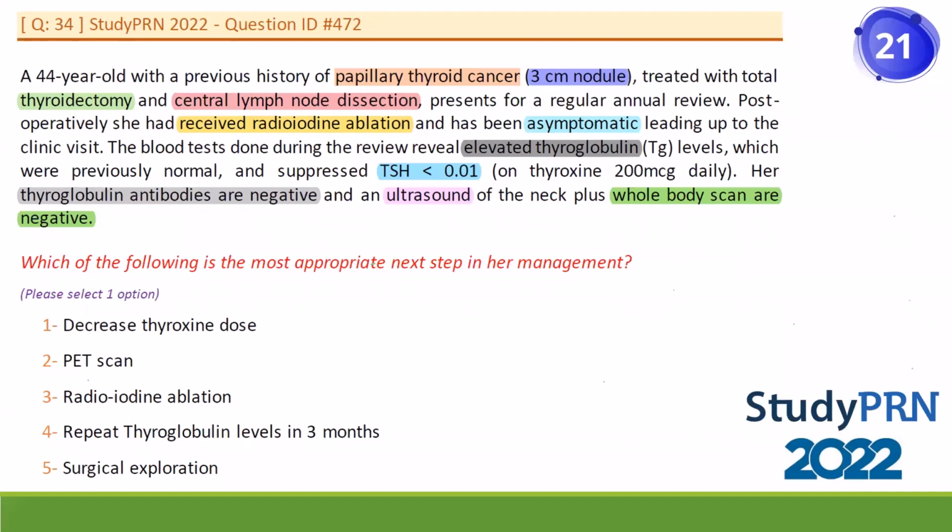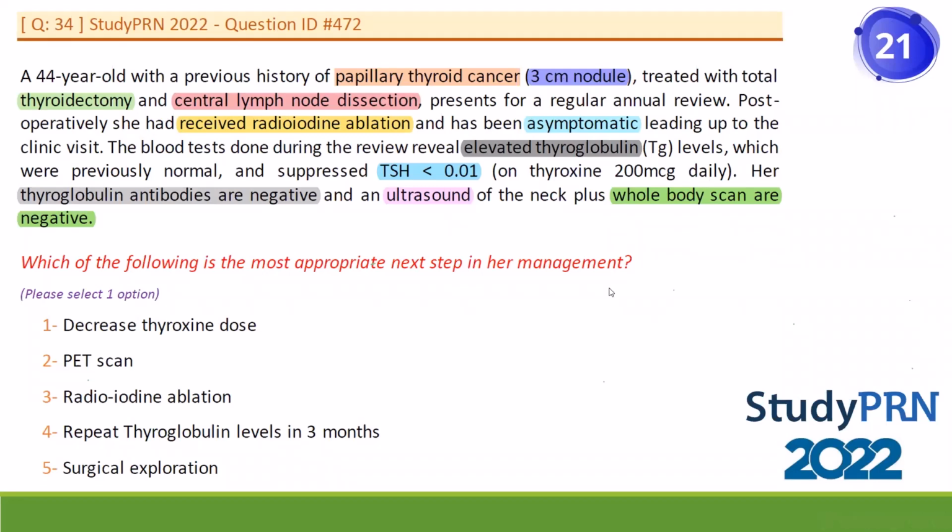The thyroglobulin autoantibodies are negative. The ultrasound of the neck plus whole body scan are negative. Which of the following is the most appropriate next step in the management? Decrease thyroxine, PET scan, radioiodine ablation, repeat thyroglobulin level in 3 months, surgical exploration. PET scan.